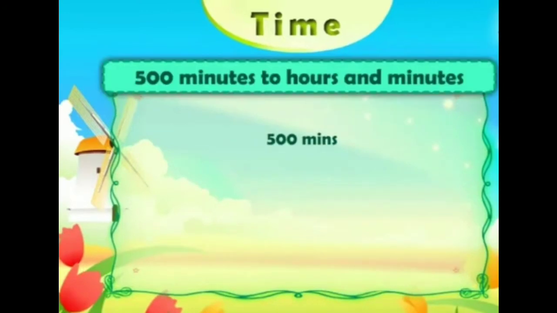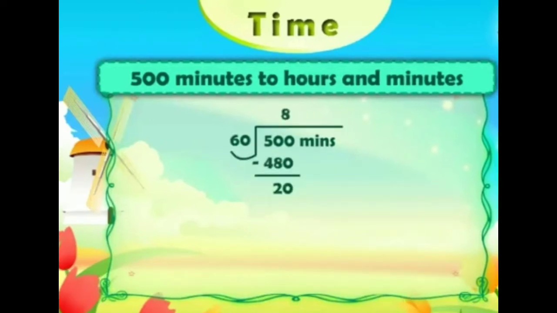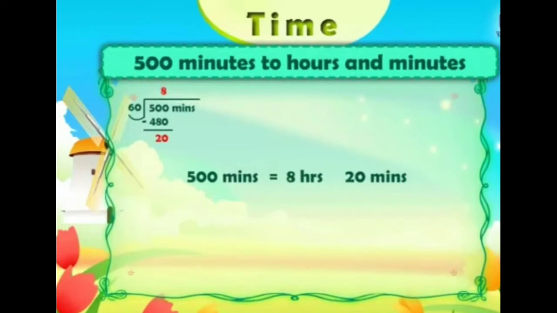Let's convert 500 minutes to hours and minutes. Divide 500 by 60. We get quotient 8 and remainder 20. So 500 minutes is equal to 8 hours and 20 minutes.